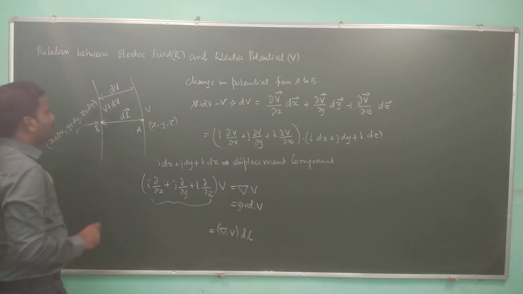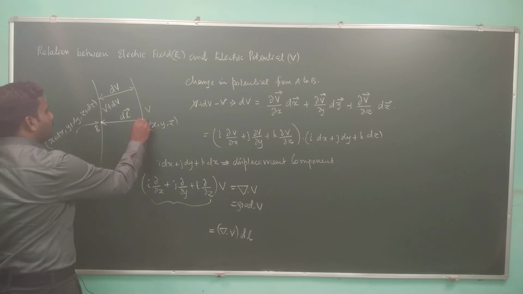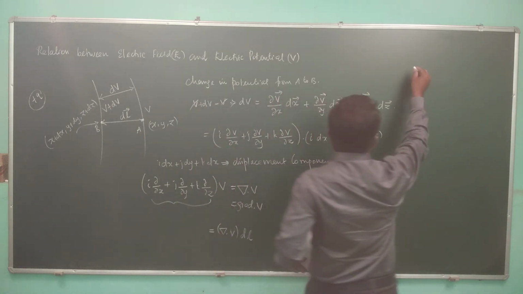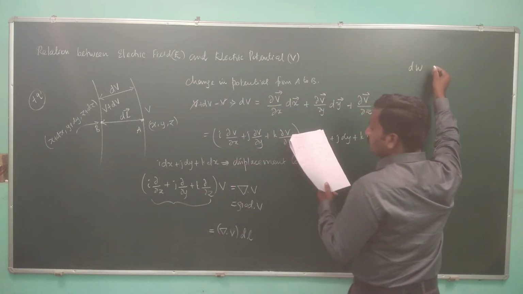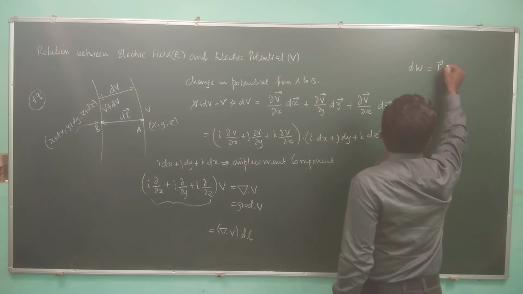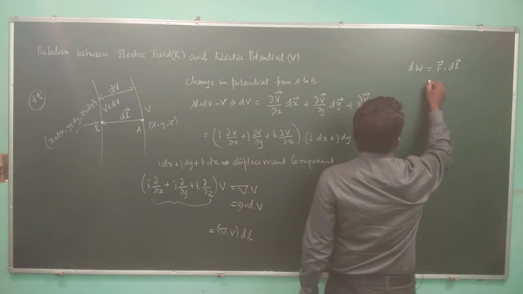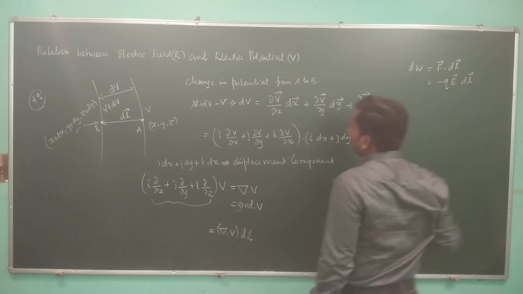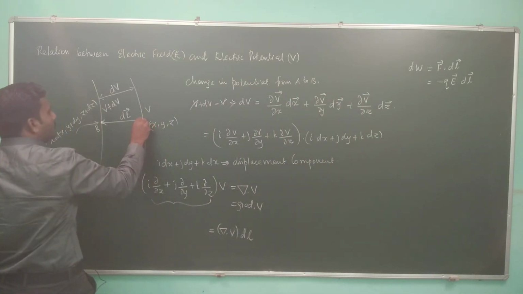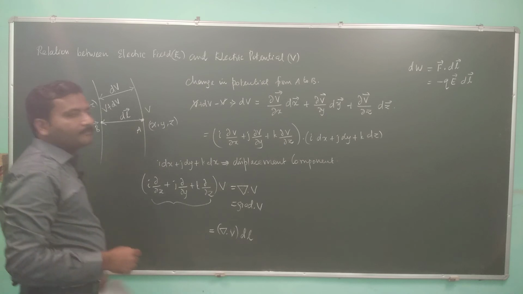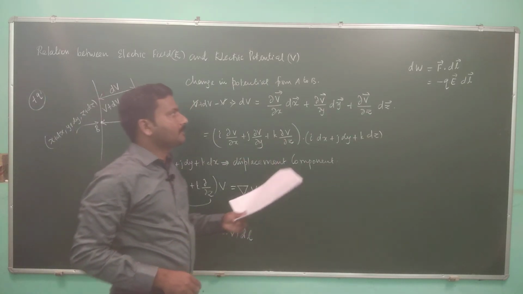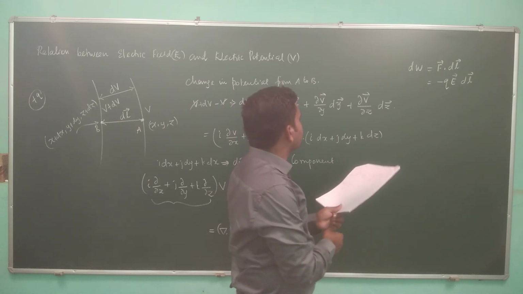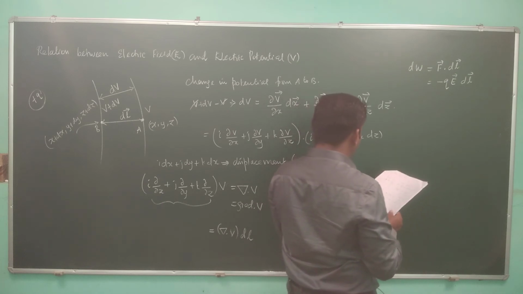Now we need to find the work done in order to bring a charge from A to B. What is that work done? We can write dW, which is nothing but force experienced times dl. This we can write as minus QE dot dl, as this charge is moving against the direction of the electric field, so we are introducing a minus before Q. This is the work done.